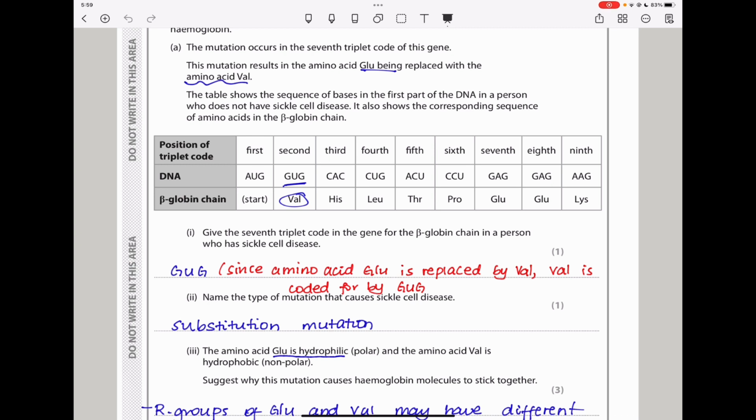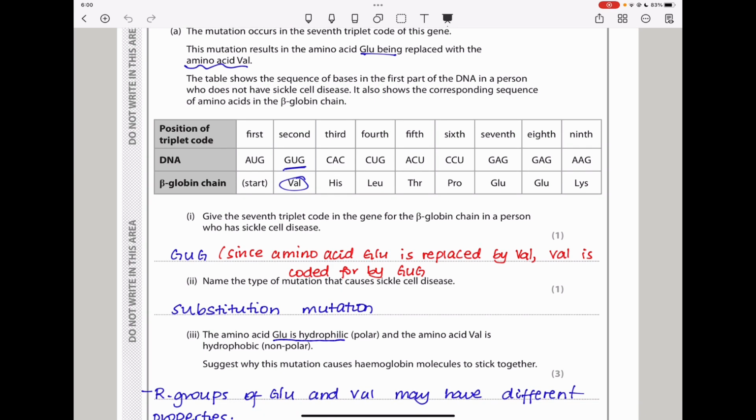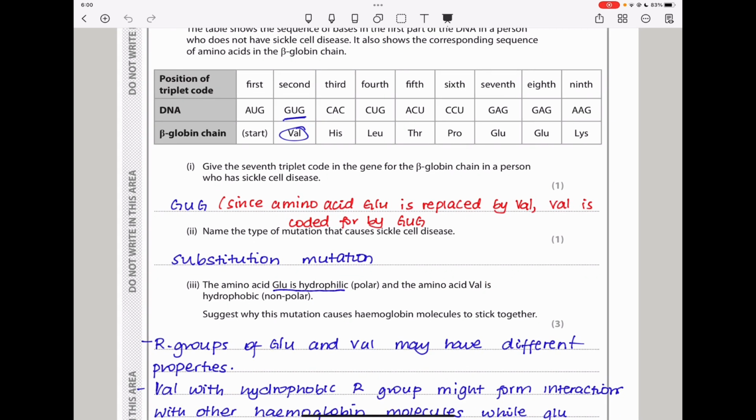So here the question asks, give the 7th triplet code in the gene for beta globin chain in a person who has sickle cell disease. Remember the information was GLU is replaced by VAL, so it means we go to the 7th, this GLU is going to be replaced by VAL, and therefore the DNA is going to have GUG. So here I wrote GUG. Next they say, name the type of mutation that causes sickle cell disease. It is going to be a substitution mutation because one amino acid is taken out while the other replaces it. So that is a substitution mutation.